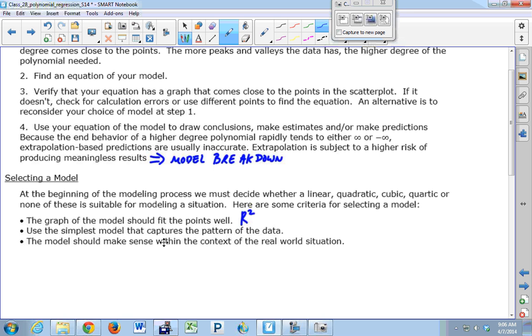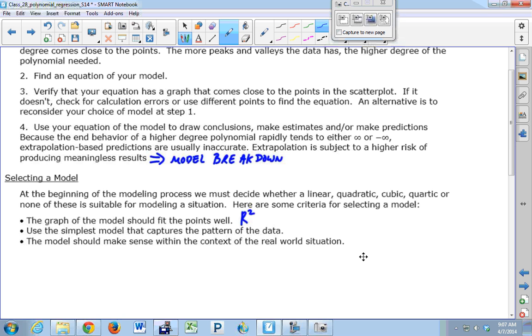The model should make sense within the context of the real world situation. So the quadratic parabola regression, even though it had a better R-square, if we went too far into the future, it doesn't make sense, unless between 2000 and now there's been a drastic drop in the number of women in the workforce. We only know that if we go to the US Census Bureau and look up the data.